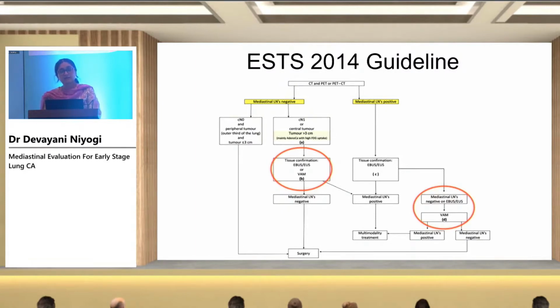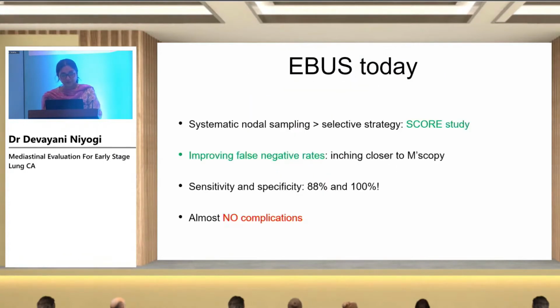But if the PET scan shows suspicious looking nodes, you start with an EBUS. If the EBUS comes negative, it is mandatory to confirm it with a mediastinoscopy. So let's see the journey that EBUS has traversed from 2004 till today in 2022. The false negative rates in most centers that are performing EBUS have become better and better. They're inching closer to the gold standard, that is mediastinoscopy.